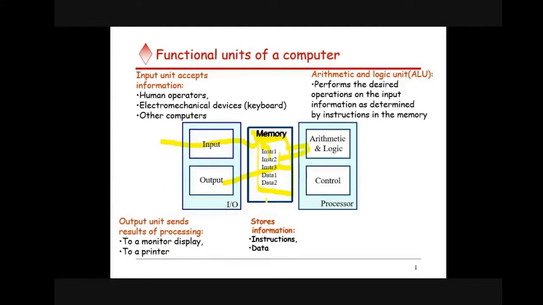And what is the final thing? That is your control unit. So what is the control unit for? It is actually monitoring the complete process. It decides when the data or instruction should be fetched from the memory to the processor, when the result should be written back to the memory, and when the input devices should accept the input, read the input from the input device, and store it in the memory.